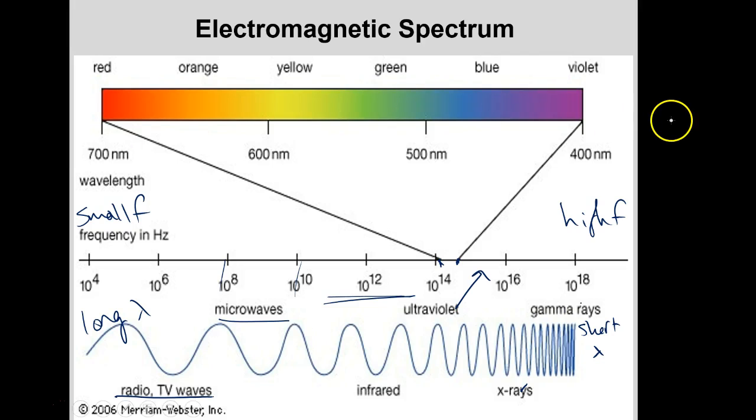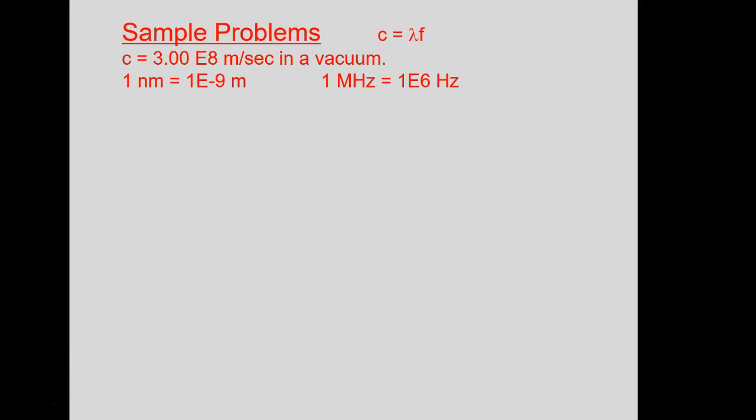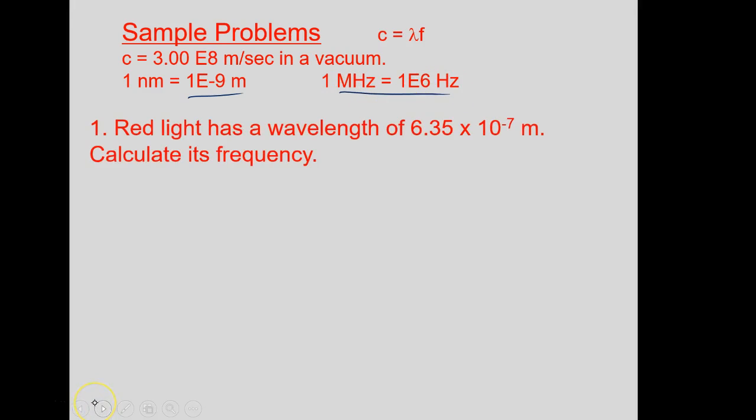You've heard of Roy G. Biv before. The reason we use nanometers is because visible light falls into a range of about 400 to 700 nanometers. So, sample problems. If I give you this conversion and that conversion, all it is is plug and chug. So, red light has a wavelength. You need to know that stands for the thing.